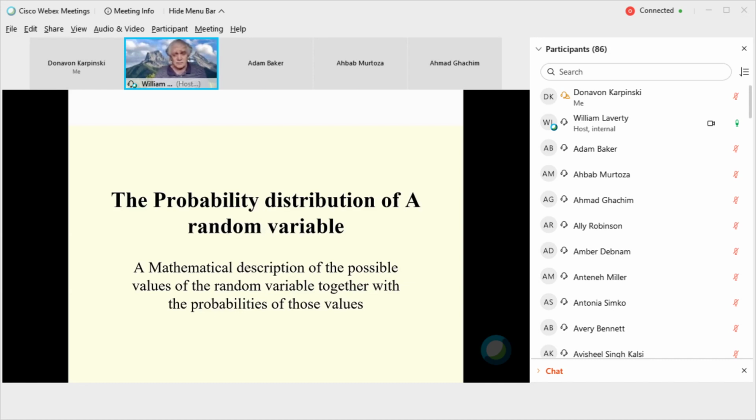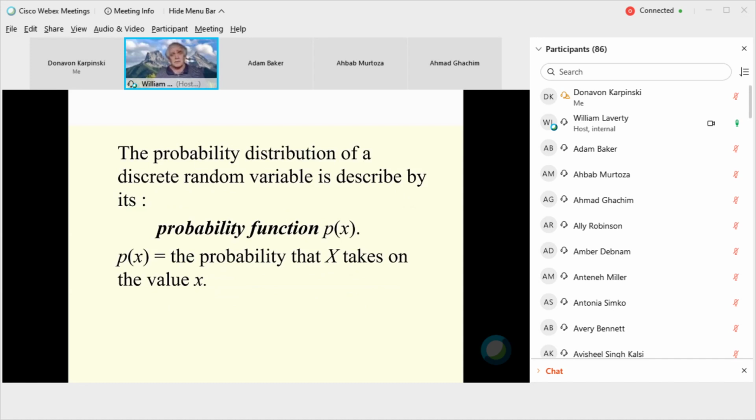Now, the mathematical description for a discrete random variable: it's described by a function called the probability function. It gives for every possible value of x, the probability of that value. If x is not a possible value, p of x is 0.